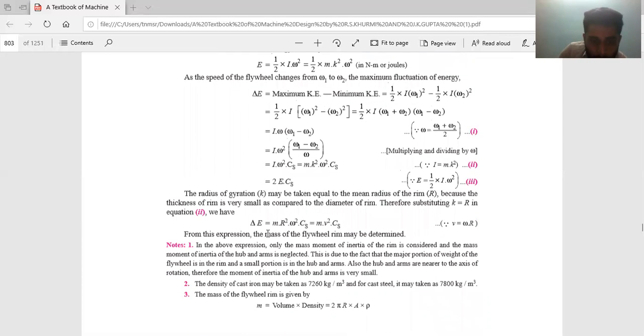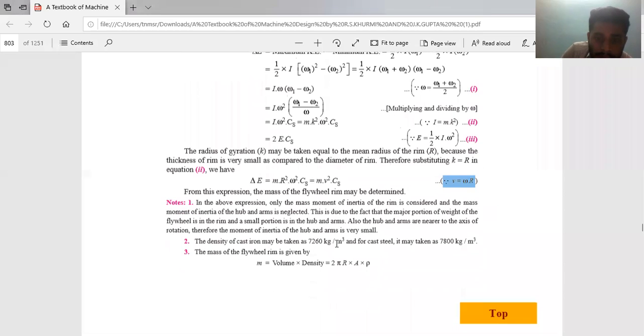Yes, one more equation comes. See, next equation. Delta E is equal to this K, and this K can again be R also. If this K is equal to R, then the formula will be M R square omega square Cs. We also know the relation that linear velocity V is equal to R omega. So I can write M into omega square R square, which is nothing but V square. So M V square Cs.